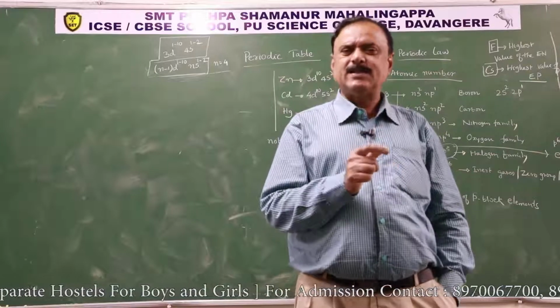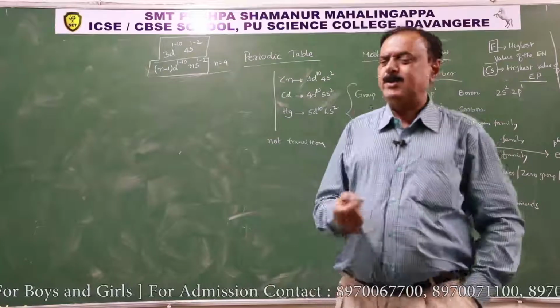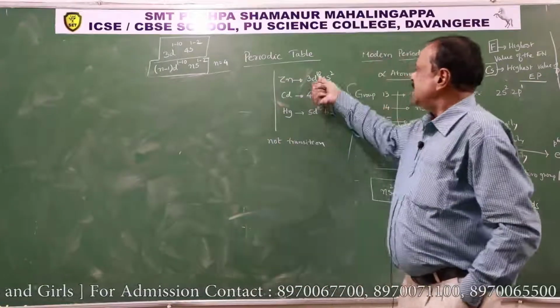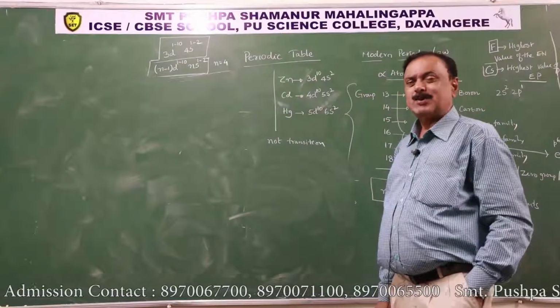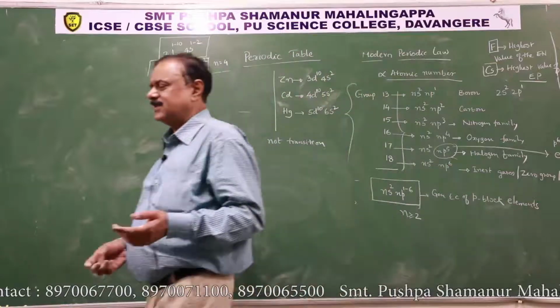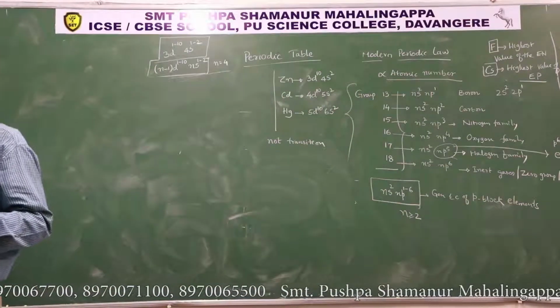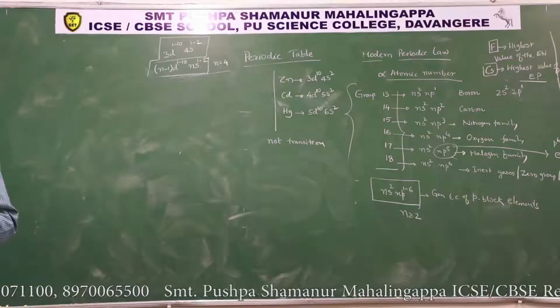Transition means the d atomic orbital electrons should be involved. But due to the d10 configuration, the d atomic orbital electrons are not participating in the chemical reaction. In all the cases except zinc, cadmium and mercury, the inner d atomic orbital electrons participate in the chemical reaction.